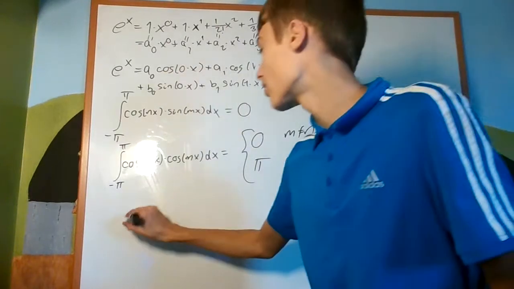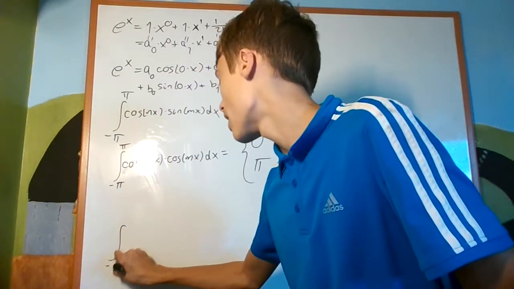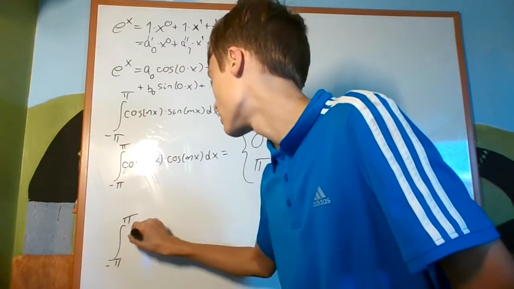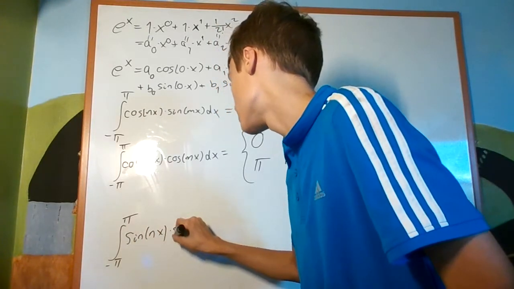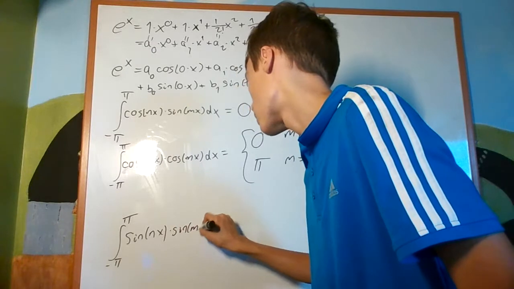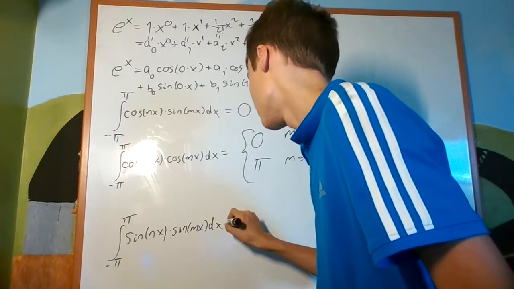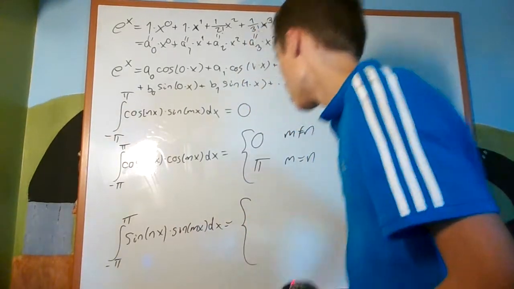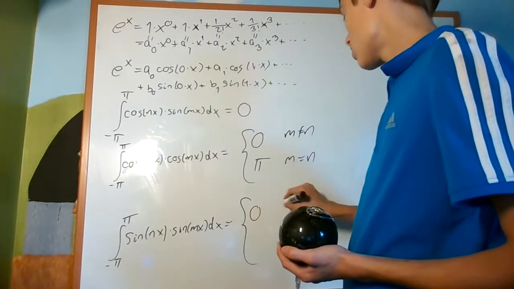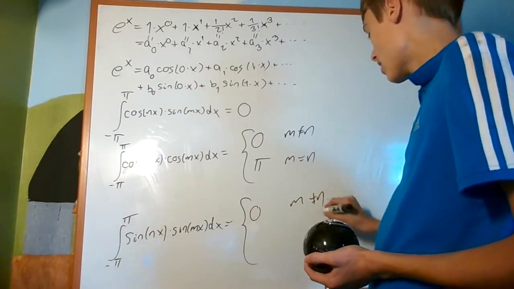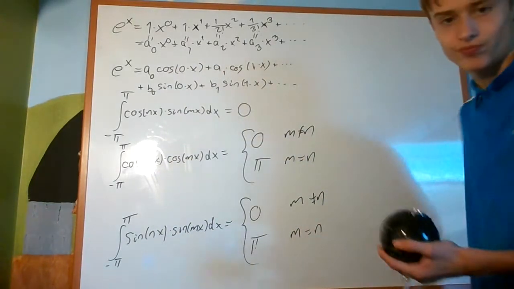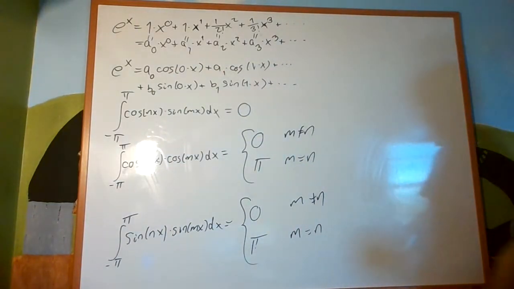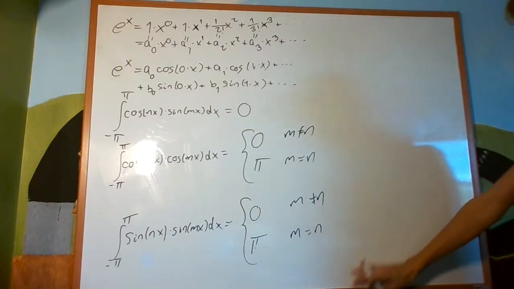And then there's going to be another integral, very similar to that one, the integral from negative pi until pi of sine of nx times sine of mx. Alright? What's it going to be? 0 when m is not equal to n, pi when m is equal to n. Okay, so these are our three integrals.